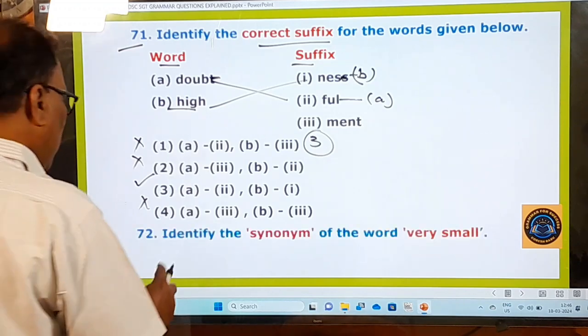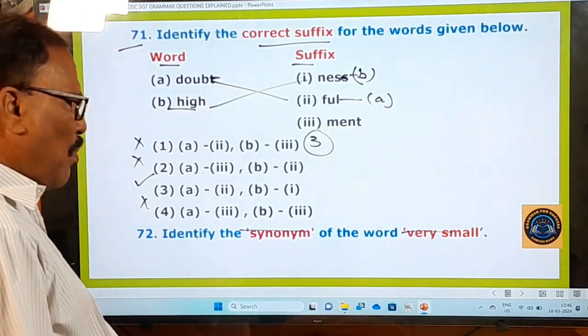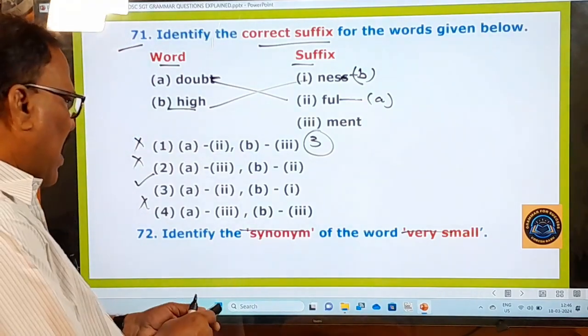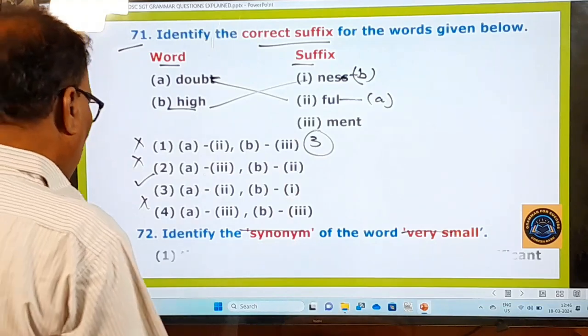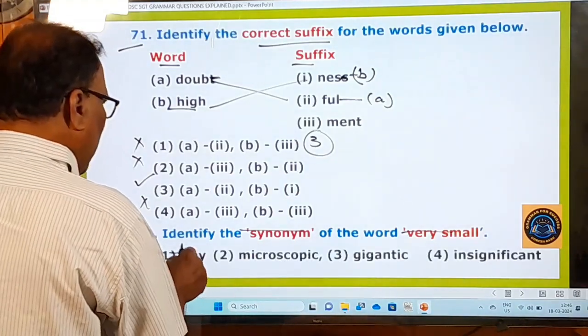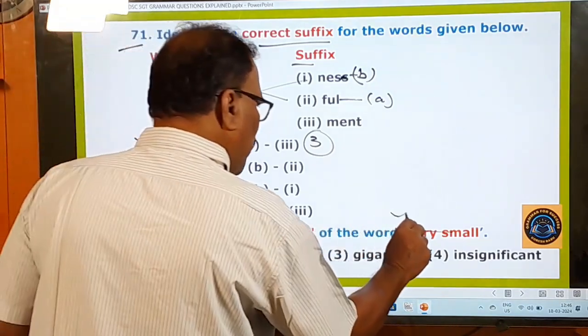What is the next question? Identify the synonym of the word very small. Very small is a phrase actually. So what is the synonym of that? Let us look at the options. Tiny, the very first one, is the right option because tiny means very small.